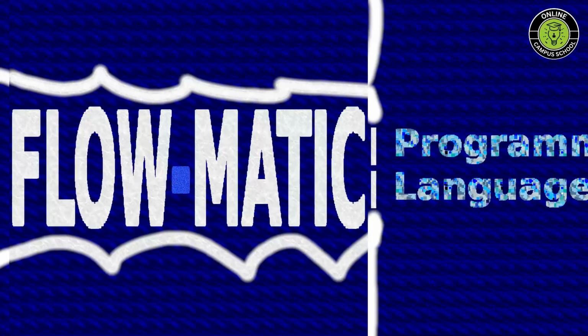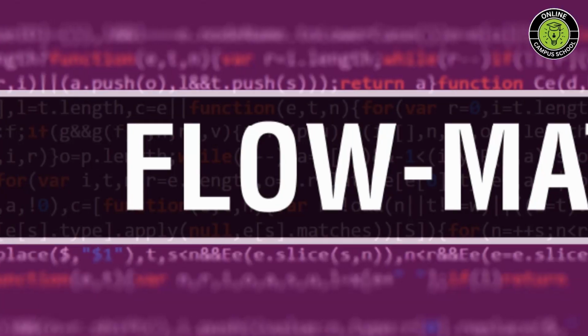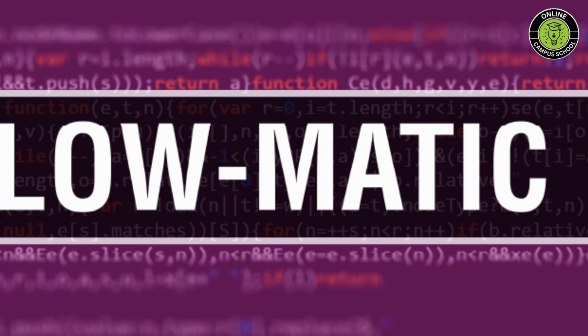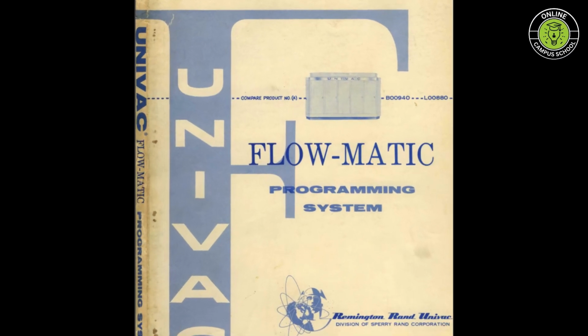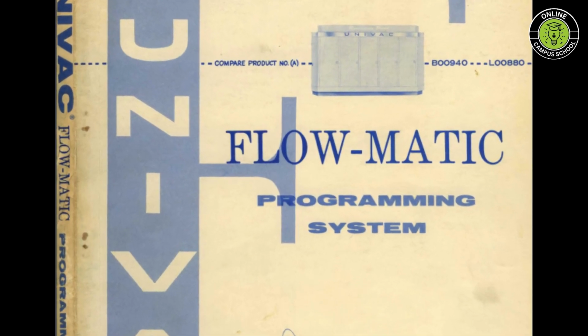7. Flow-Matic. Flow-Matic was developed in 1955. Flow-Matic was the first programming language to use English-like statements to express operations and to distinguish data from the operations performed on it. It was a programming language that eventually led to the development of COBOL.